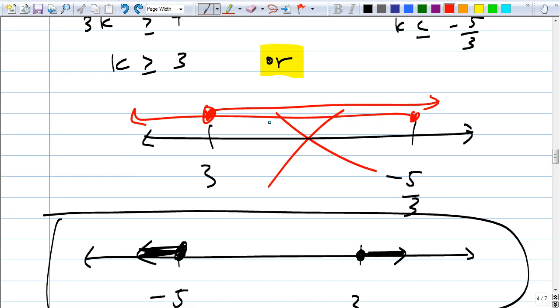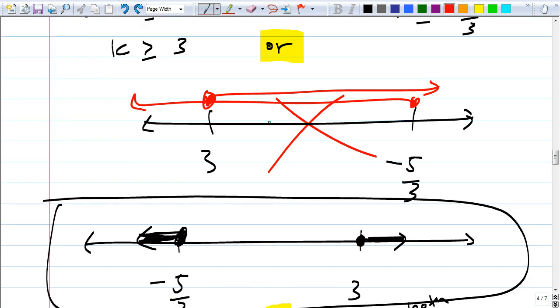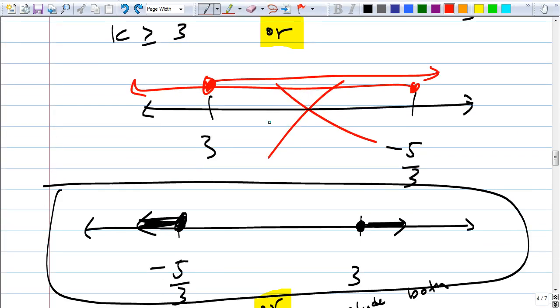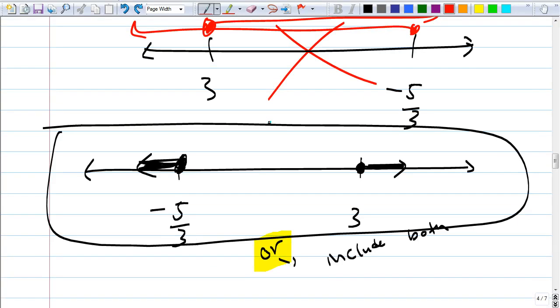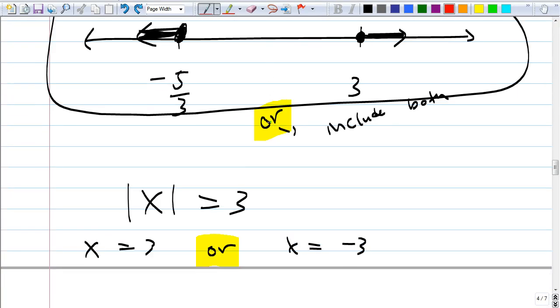Would the answer be like a graph, or would it be K greater than or equal to? Good question. On your homework, it'll be clear to you. They would either ask you to graph it or write in words. So we would say all real numbers less than or equal to negative 5/3 or greater than or equal to 3, including the endpoints, or something like that. Good.